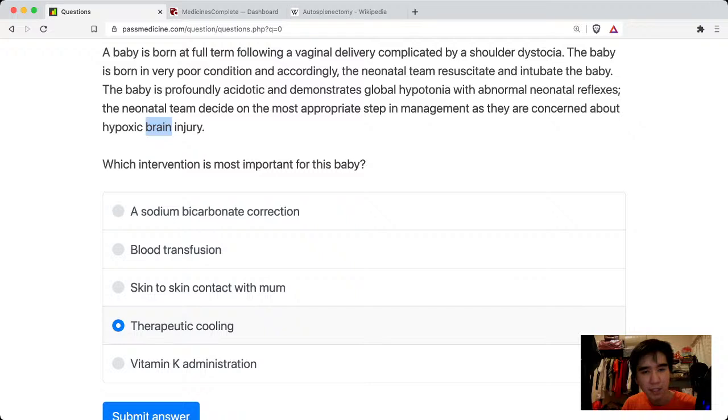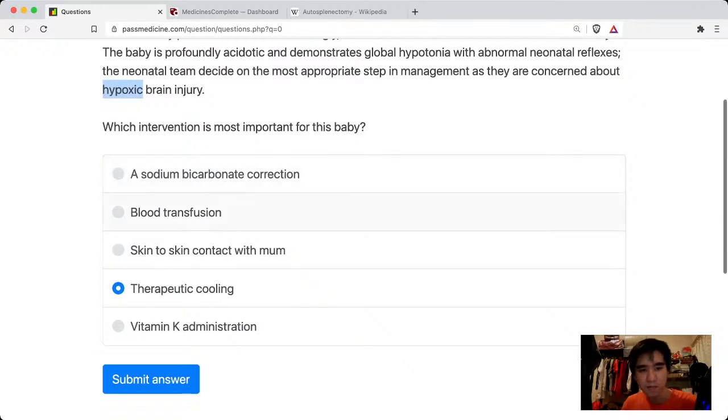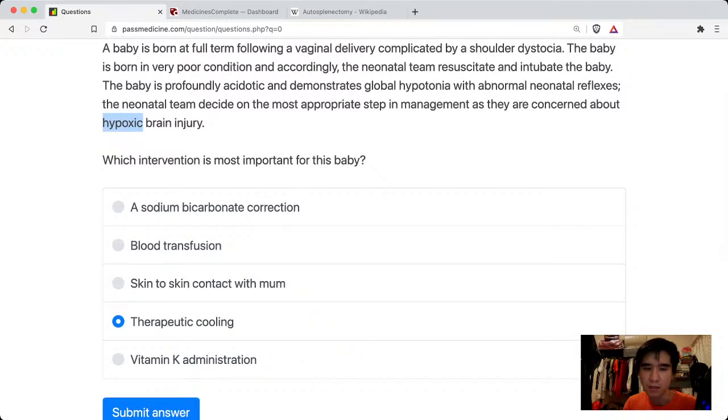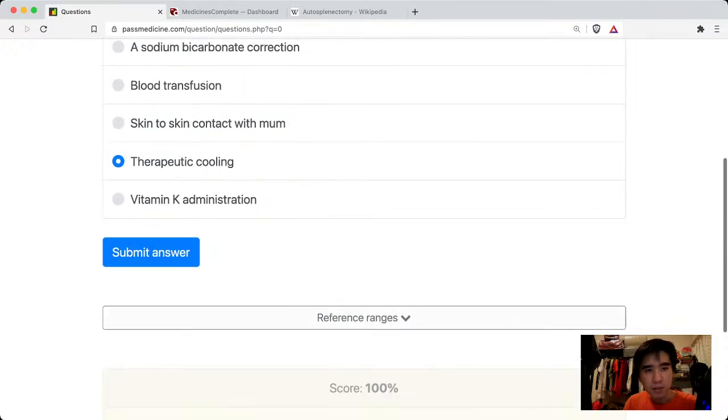So therapeutic cooling, what it does is it reduces the metabolic activity, so it reduces your oxygen demand, I think. And so as oxygen demand reduces, the stress on hypoxia reduces as well. I think that's how it works. Vitamin K administration, this is for, I think, clotting disorders. Let's see what's the answer.